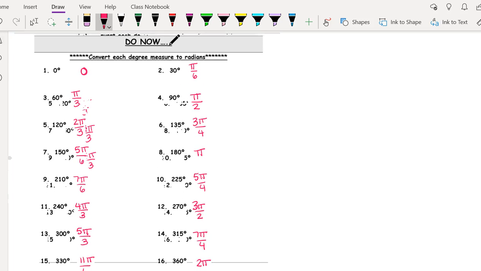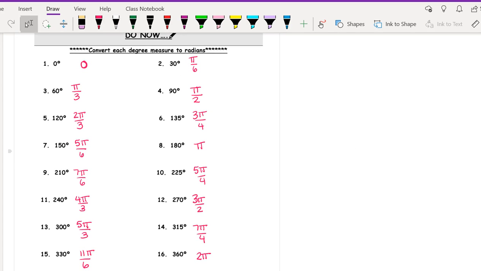was to do the conversion as a prerequisite to the unit circle. So if you take a second and look at the answers to these questions in terms of the conversions. So we have going across 0, pi over 6, pi over 3, pi over 2, 2 pi over 3, 3 pi over 4, 5 pi over 6, pi, 7 pi over 6, 5 pi over 4, 4 pi over 3, 3 pi over 2, 5 pi over 3, 7 pi over 4, 11 pi over 6, and 2 pi.